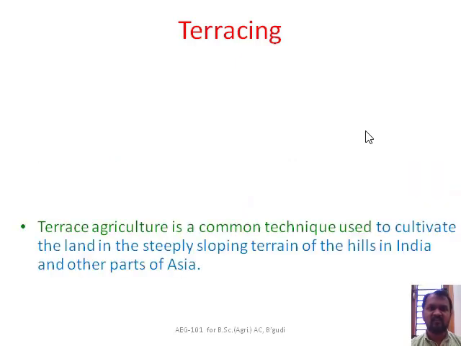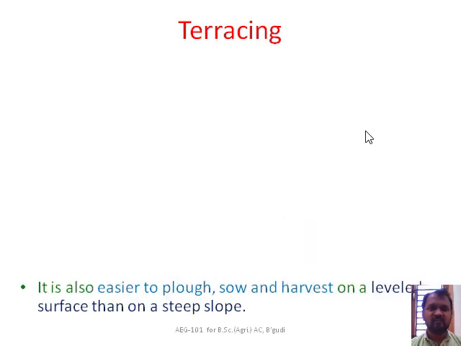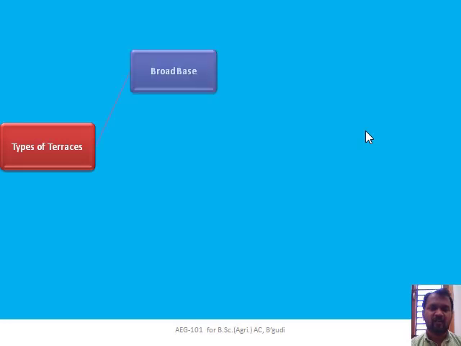Terrace agriculture is a common technique used to cultivate land in the steeply sloping terrain of the hills in India and other parts of Asia. It is also easier to plow, sow and harvest on a level surface than on a steep slope. We'll see the classification of terraces one by one. Here we'll see broad-based terrace and bench terrace. These are the two subclasses of terraces.